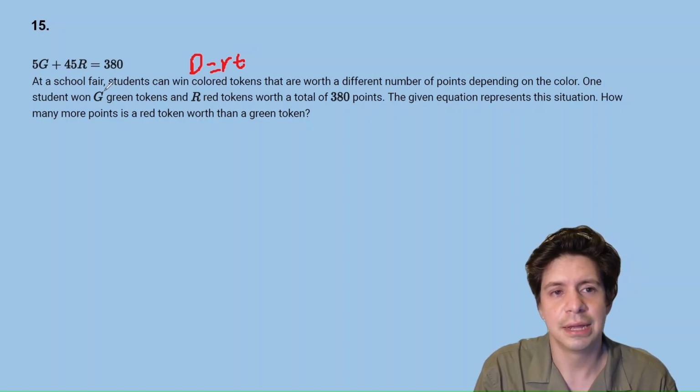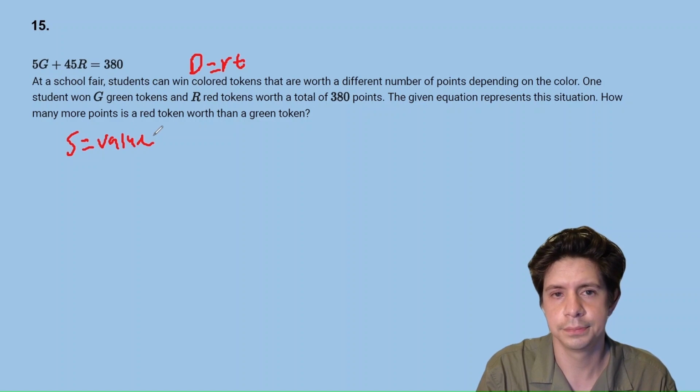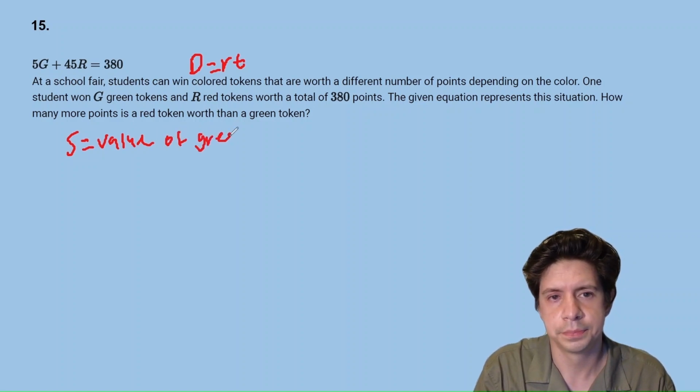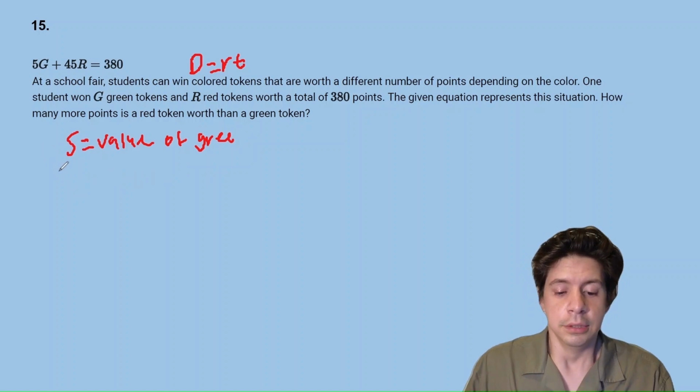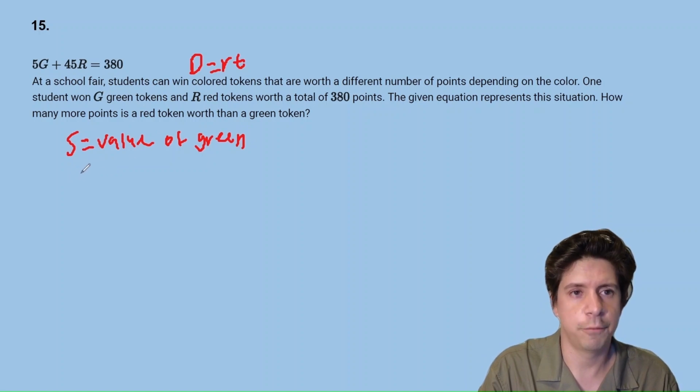So if G is the number of green tokens and R is the number of red tokens, then the 5 is the value of the G. 5 equals the value of green, right? 5 equals the value of green. And 45 equals the value of red.